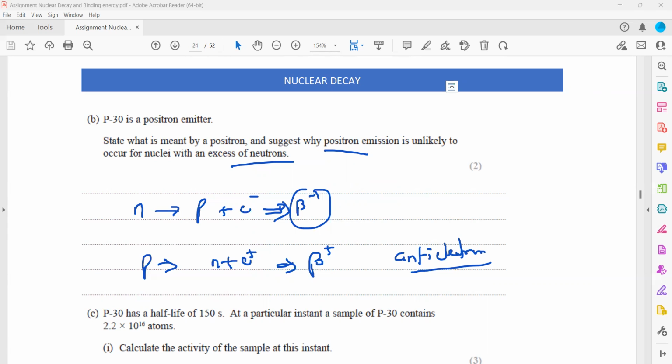And why is a nucleus having an excess of neutrons less likely to emit a positron? Because positrons are produced by protons, not by neutrons. So if an excess of neutrons is there, then negative beta decay or electron emission is likely to occur. A positron has the same mass as an electron, but opposite charge. For positron emission, we need more protons. If a nucleus is having more neutrons, it's less likely to emit a positron. Otherwise, the charge won't be conserved.